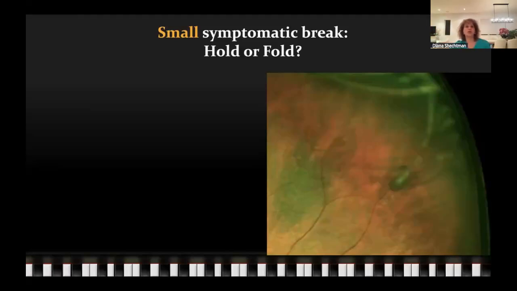Folk, or fold, small symptomatic break. Joe, what do you think of this one? It's small, but it's symptomatic, and it is a flap tear. There is a break with continuous adhesion. Well, the fact that it's symptomatic tells us that there is a dynamic phenomenon that is actively trying to lift that retina up and wash liquid fluid underneath.